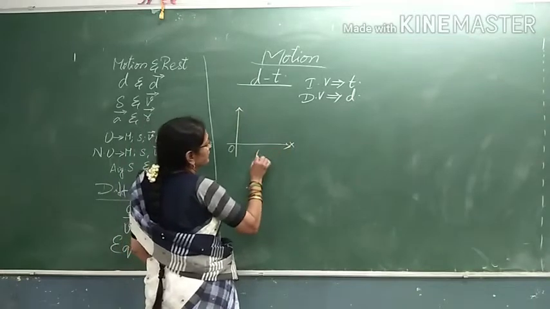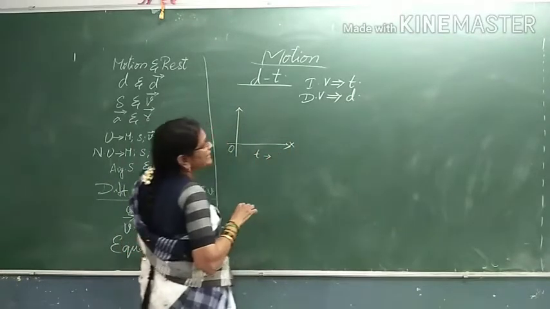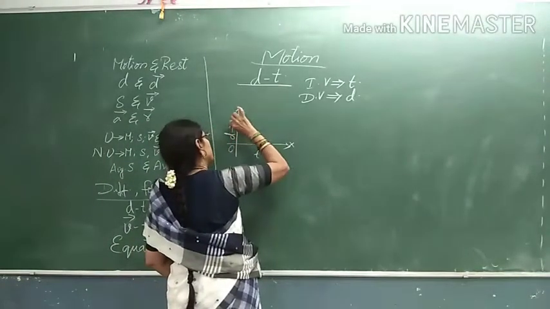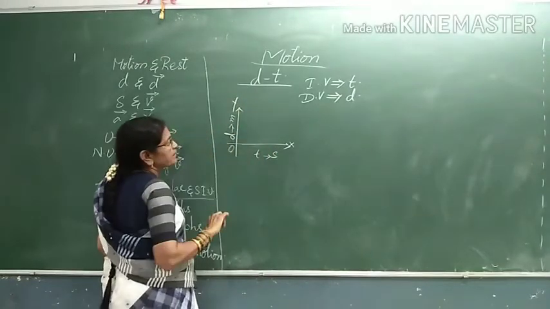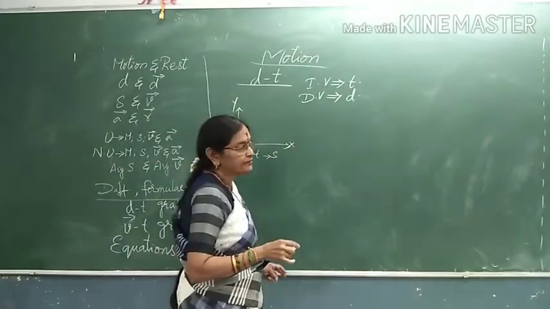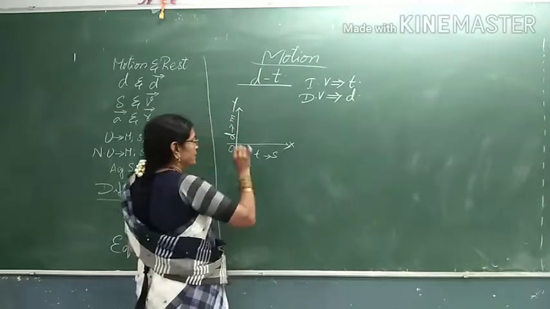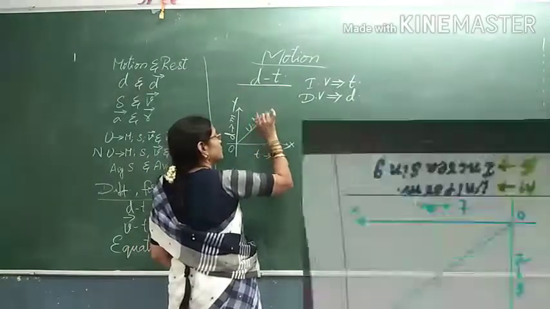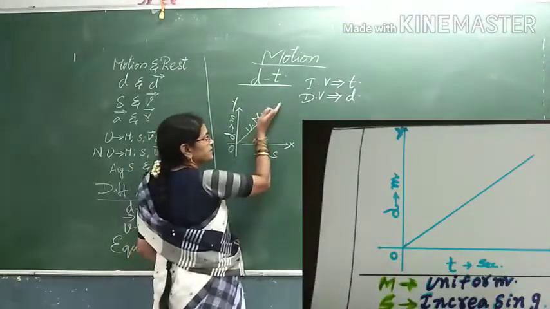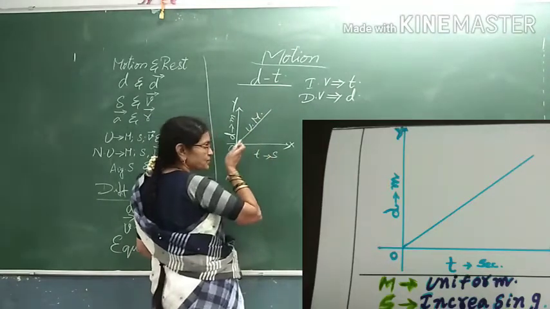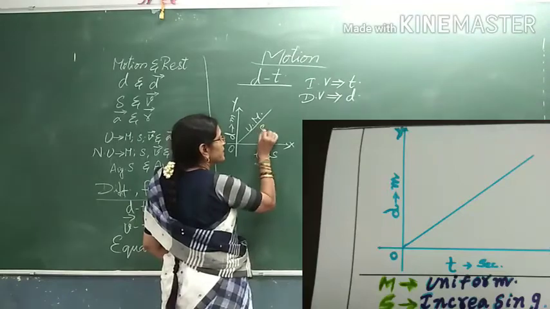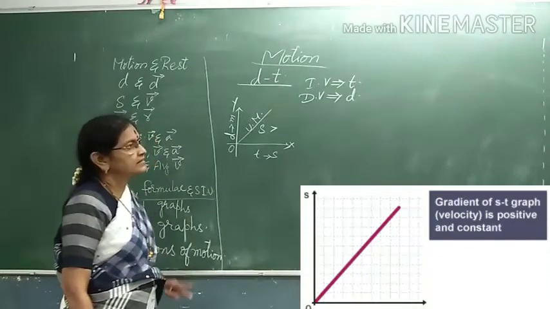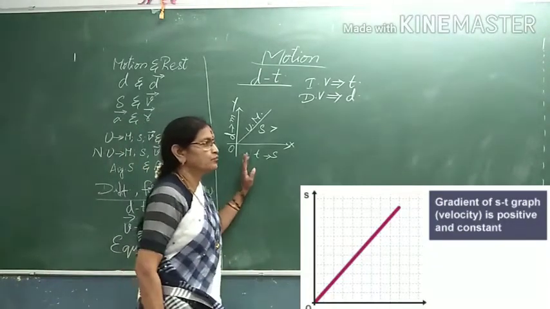In the first graph we have discussed what it gives. Already you have studied this in class 7. Again we are repeating. Distance time graphs will give the kind of motion. What is the type of motion? If it is a straight line, then it is called uniform motion. And if the gradient is increasing, the slope is going up, so the speed is increasing.